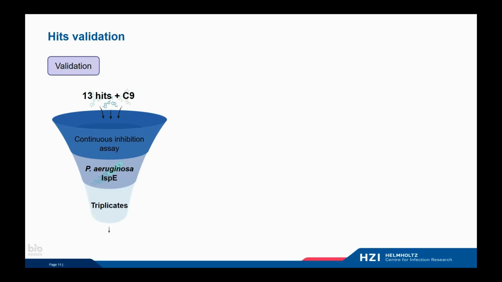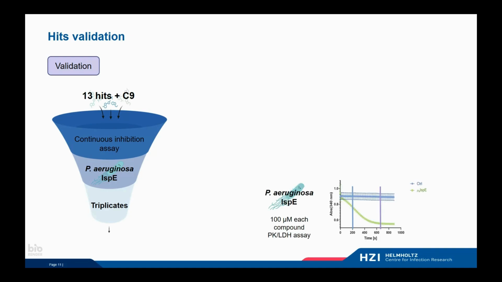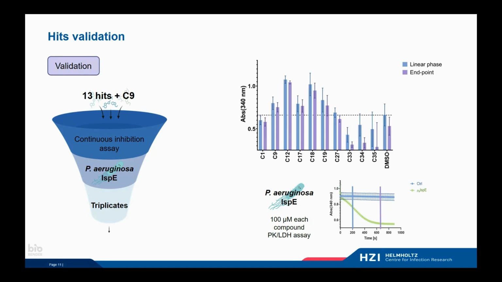We tested them again on Pseudomonas aeruginosa ISPE, performing triplicates with a continuous assay, the most classical pyruvate kinase lactate dehydrogenase assay. Therefore, I measured the absorbance both at the linear phase of the reaction and at completeness, just to have a better comparison with the primary assay, which is an endpoint assay. Five of the hits were confirmed as active, including, interestingly, this C9 compound, which was the gray zone compound that was discarded at the beginning.